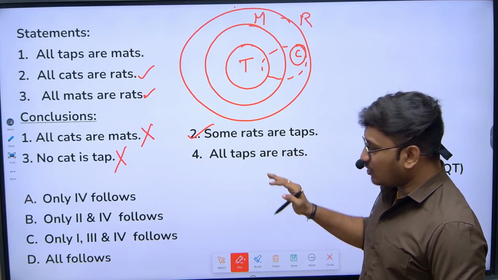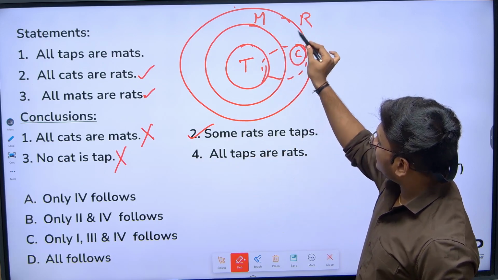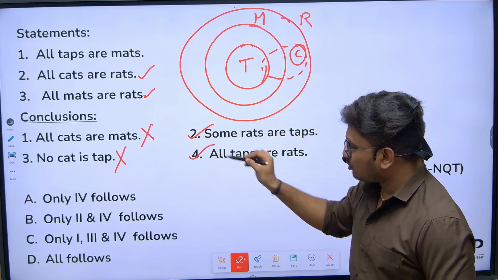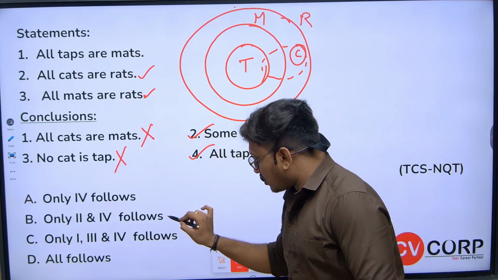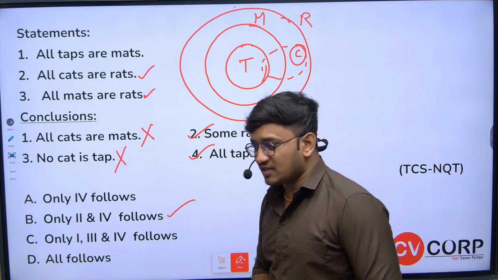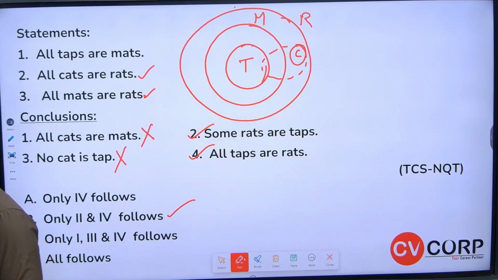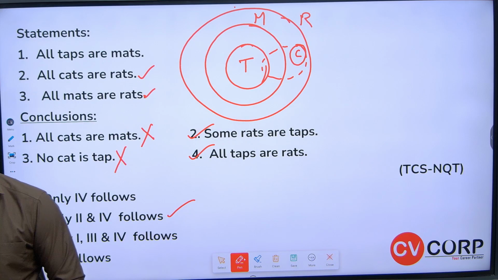The second one is correct. Now the last one, all taps are rats. All taps are inside the rats. Obviously this is also correct, as you all said. So conclusions 2 and 4 follow, option B. You have to select that in the exam if you get this type of question. Yes, exactly, the people who posted option B, it is correct.